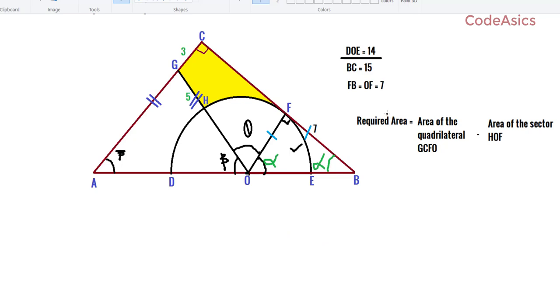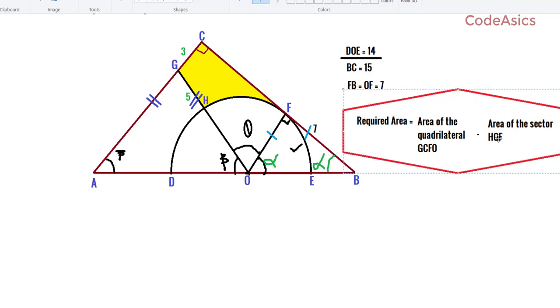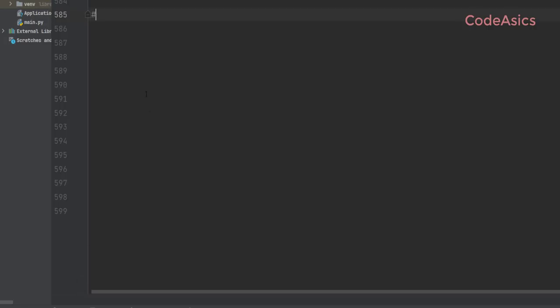So I mentioned that this would be my objective. So let me get my objective clear. My objective would be, from the area of the quadrilateral, I will take away the area of the sector. So let us do that, and that would give us the area of the required yellow region, which you see here. So let me go to PyCharm.